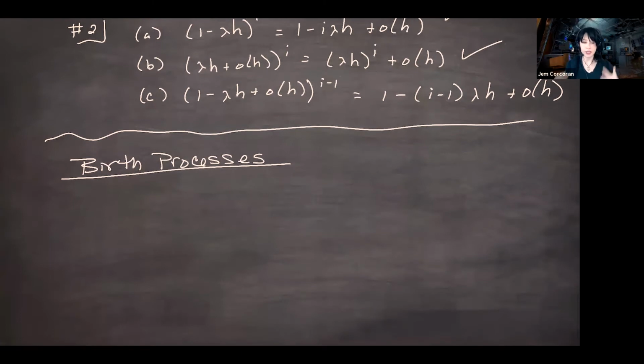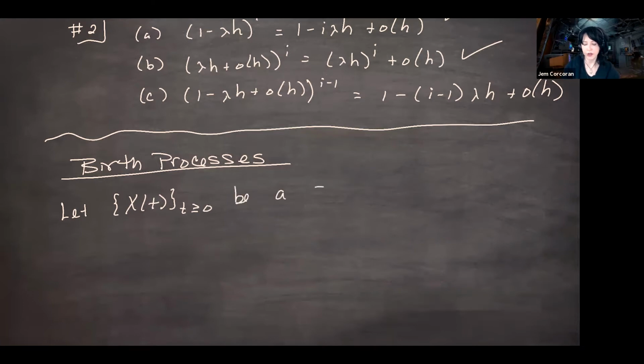A birth process is like a Poisson process, but we get the arrival rates to be able to depend on the number of people in the population. And this doesn't have to be a population of people. It could be really counting anything, but here is the definition. So I'm going to let X of t, for t greater than or equal to 0, be a stochastic process. That's just a random process that evolves over time. And I want it to have state space 0, 1, 2 on up.